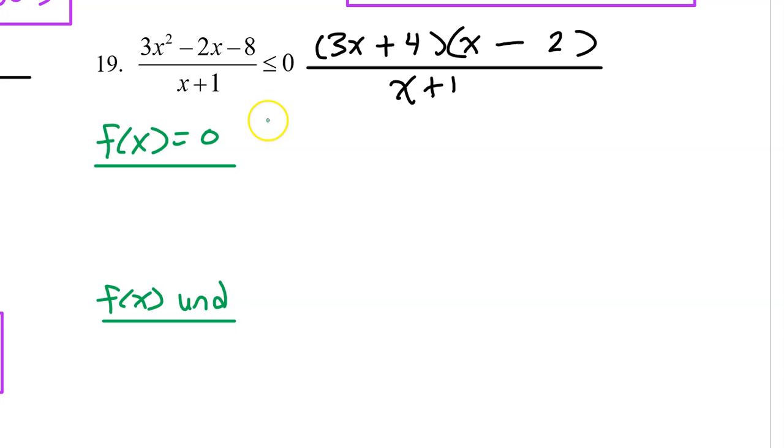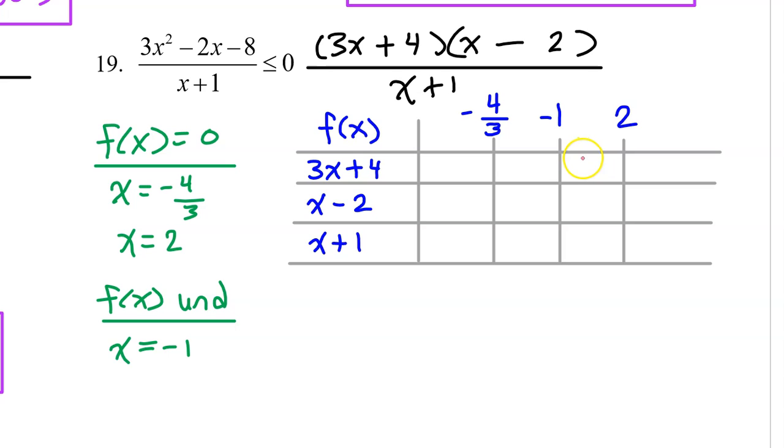F of x will equal 0 where the numerator is equal to 0. So that's going to be x equals negative 4 over 3 and x equals positive 2. F of x will be undefined where the denominator is equal to 0. So that's going to be at x equals negative 1.